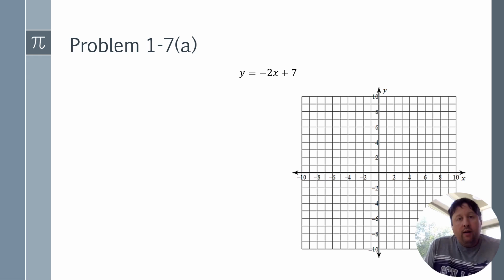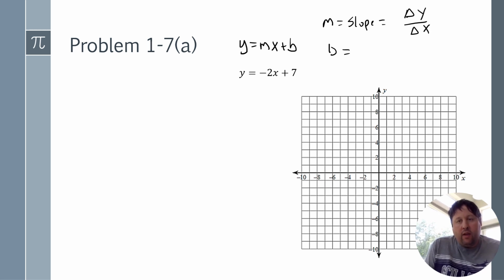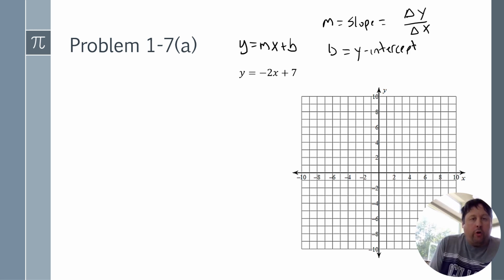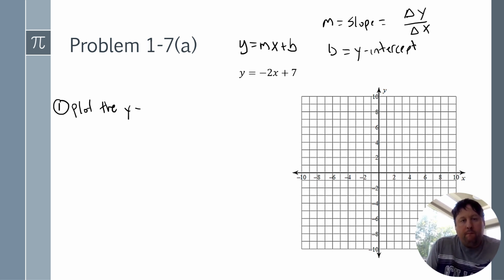So remember, this is slope-intercept form. From Algebra 1 and geometry last year, we should remember this form. So let's quickly go over. M is the slope, which is also interpreted as the change in the y over the change in the x. And b is the y-intercept. So to graph these, you do 2 things. The first thing is you plot the y-intercept.